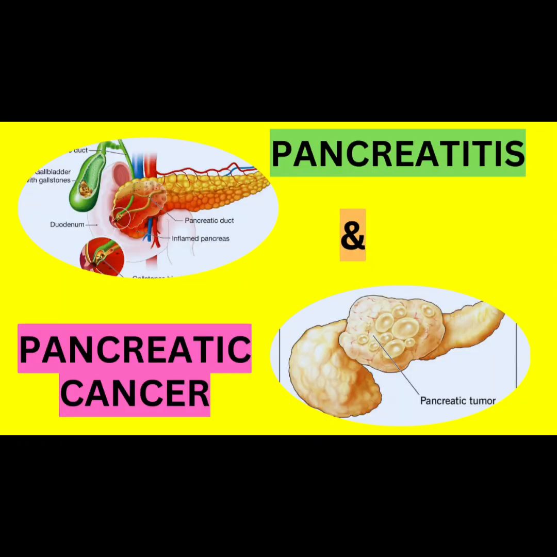Today's topic is diagnosis of pancreatitis and pancreatic cancer. The two ailments are more or less talking about sugar control and probably lipids. The source of energy of the body is glucose, and the pancreas plays the major role in the regulation of this energy-giving substance.